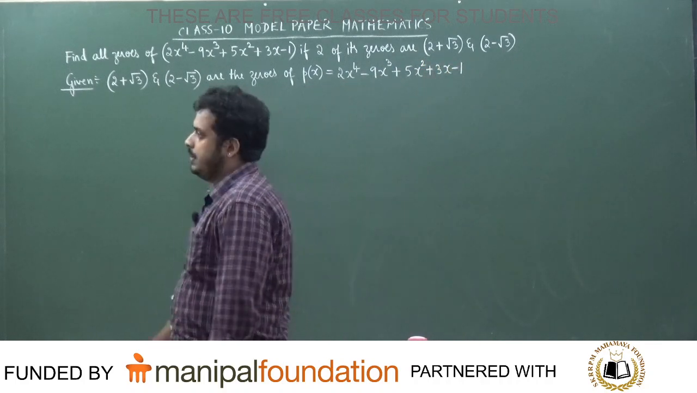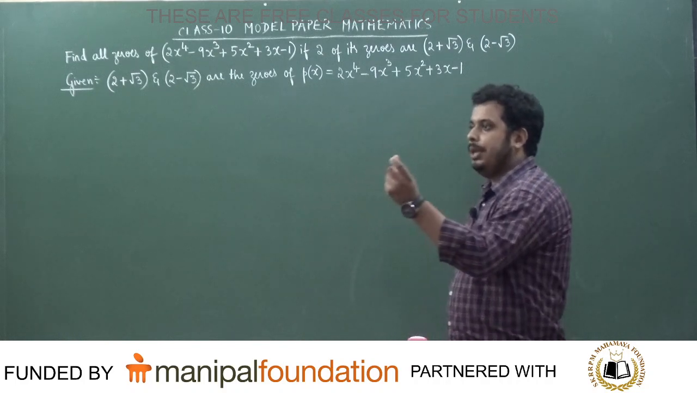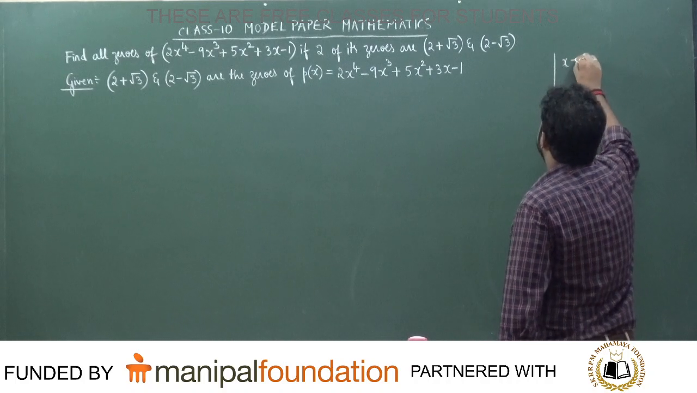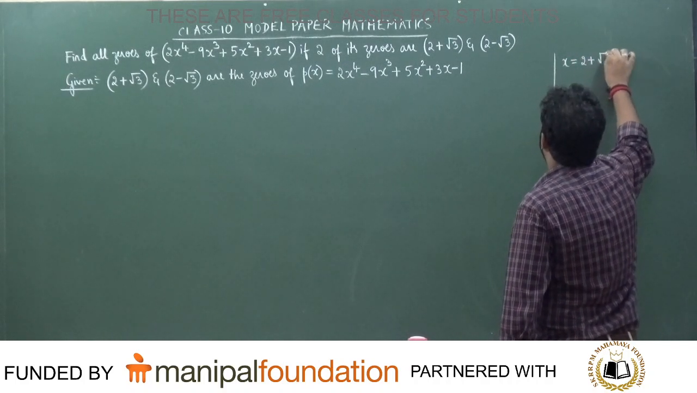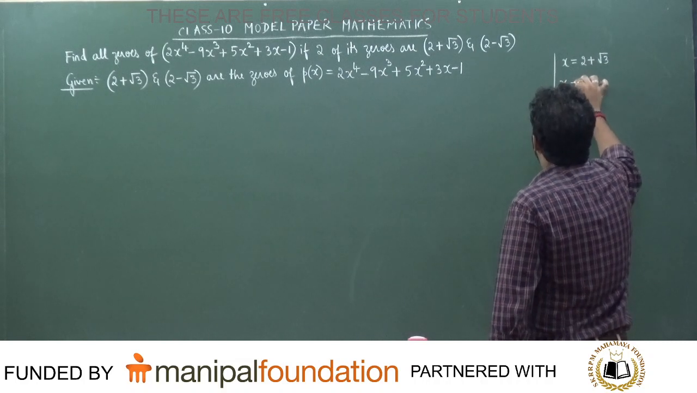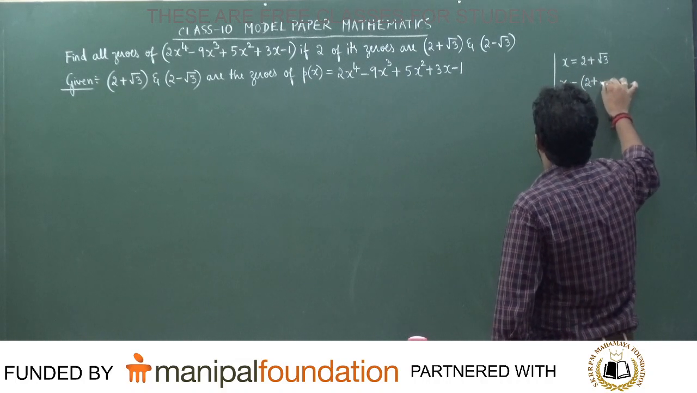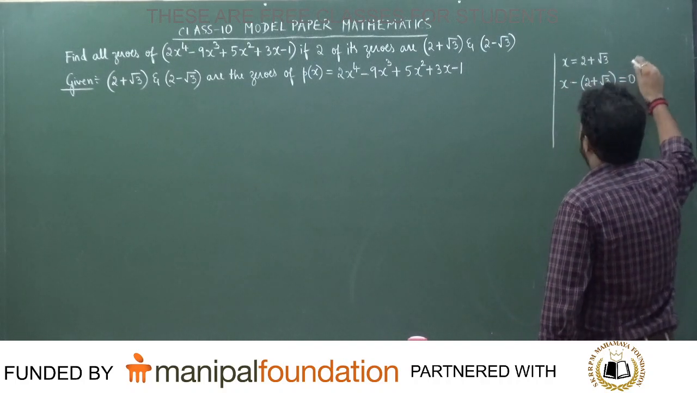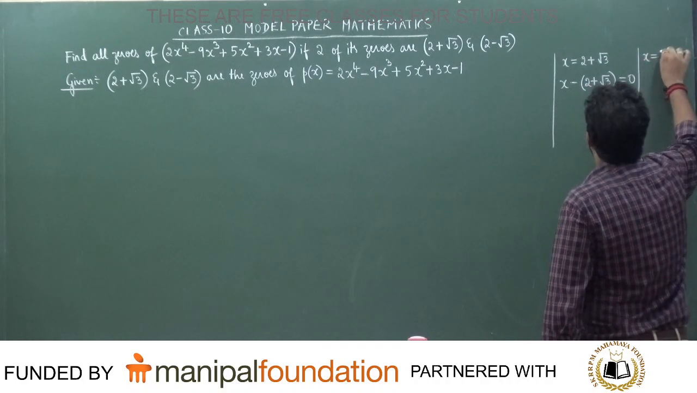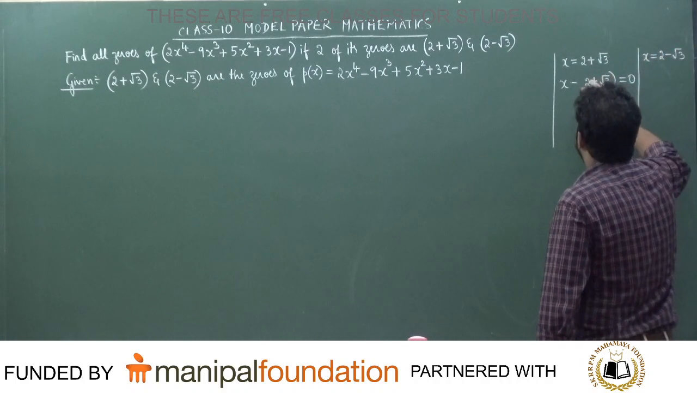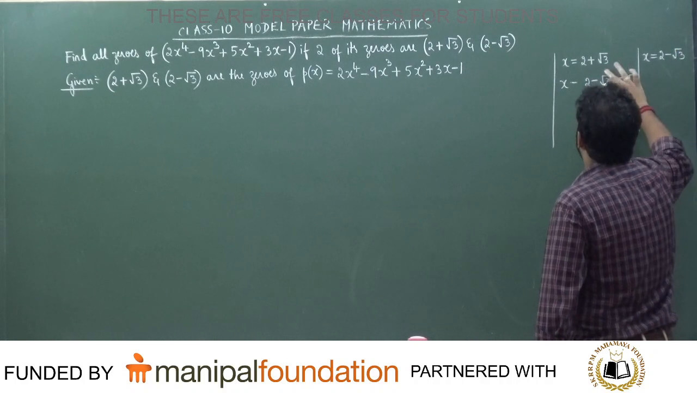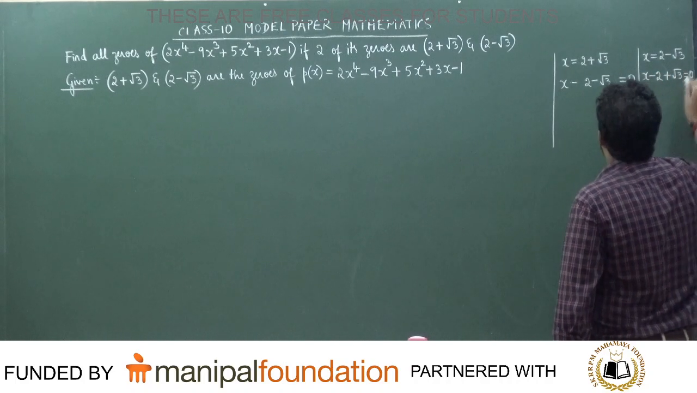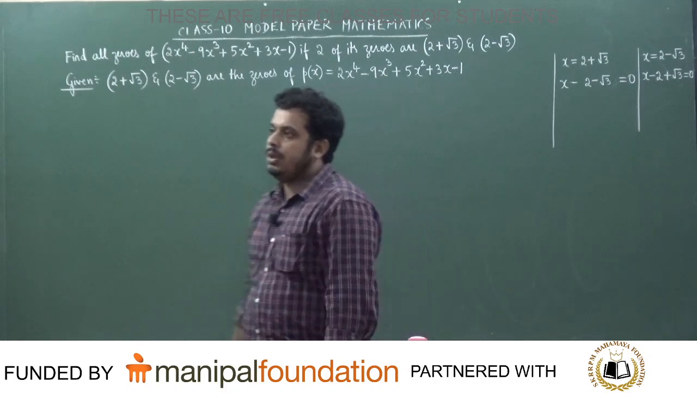All of you see here how to solve this. What is the meaning of zero? Zero is nothing but the value of x. So x is equal to 2 plus root 3. Correct or not? Or I can write now x minus of 2 plus root 3 is equal to 0. Correct or not? Similarly, x is equal to 2 minus root 3. So I'll write like this, students. X minus 2 minus root 3 is equal to 0. This is x minus 2 plus root 3 is equal to 0. Are you following? X minus 2 plus root 3 is equal to 0.